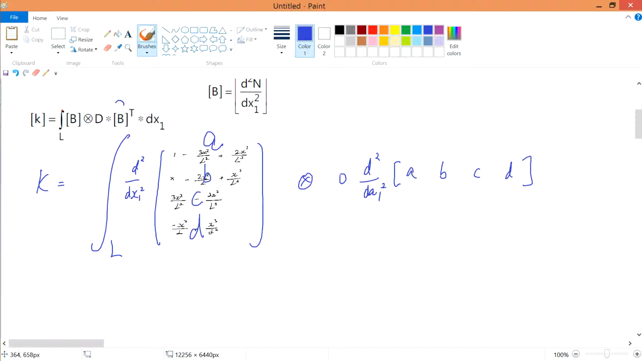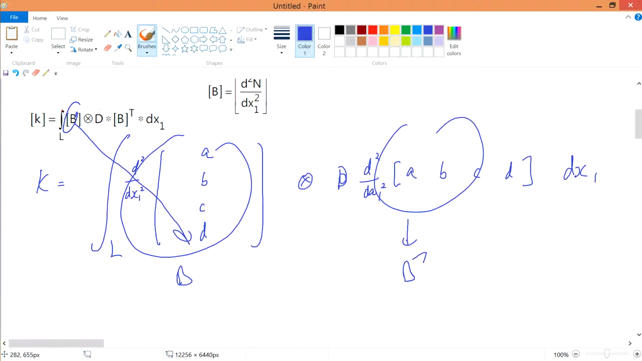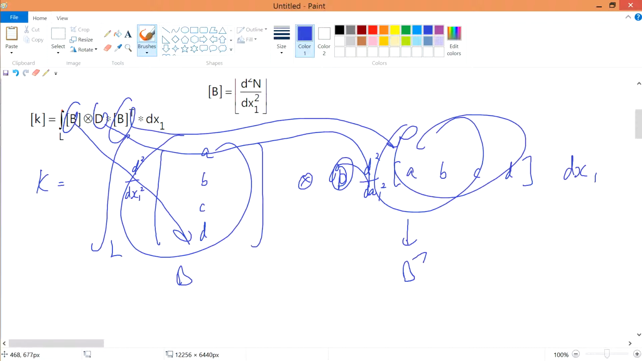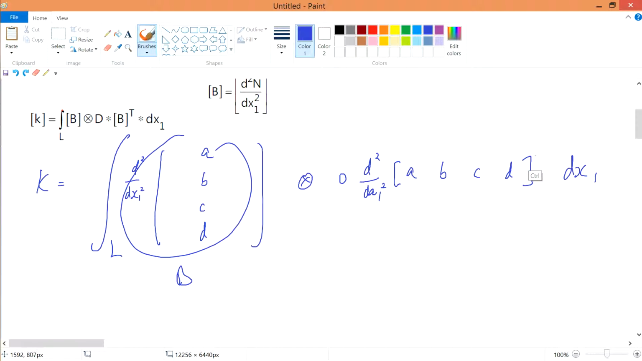This whole thing is your B transpose, multiplied with dx1. Okay, so far so good. Otherwise, you can also simply write it as A, B, C, D, your shape functions. This chunk over here is your B, this thing is your D, and this thing is your B transpose dx. Compare with this: your B is this one, your D is this one, your B transpose is this one, and your dx1 is this one. Hope this is clear for you to fully understand.